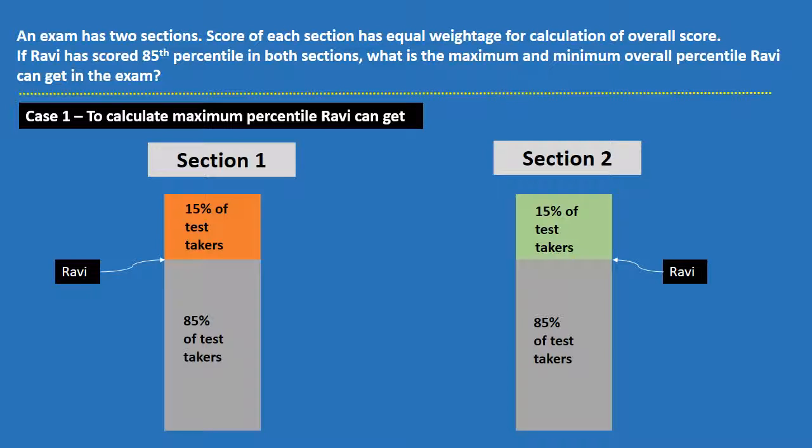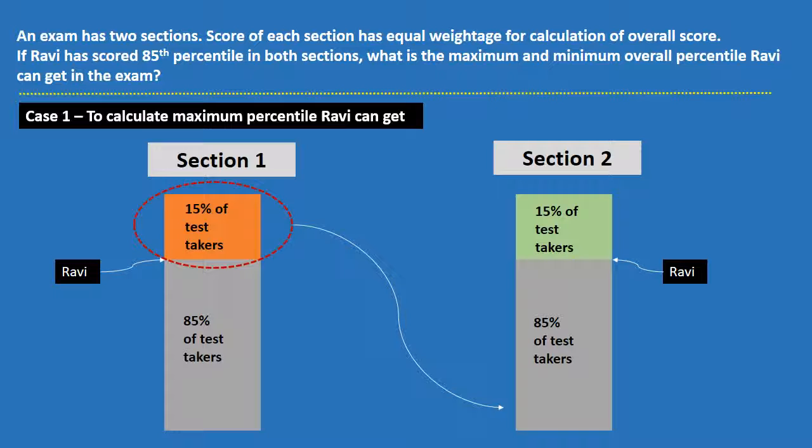Case 1. To calculate the maximum percentile that Ravi can get. Let us pick up this 15% of test takers in section 1 who are above Ravi. Now their marks in section 2 are very low, far below Ravi, and in section 1 they are marginally above Ravi. So that the total marks of these 15% of test takers, overall marks, is less than that of Ravi.